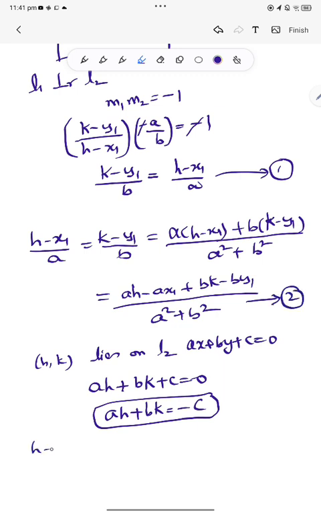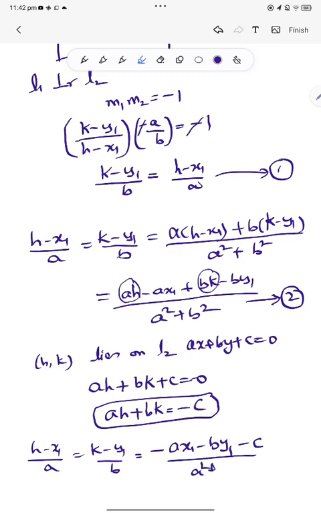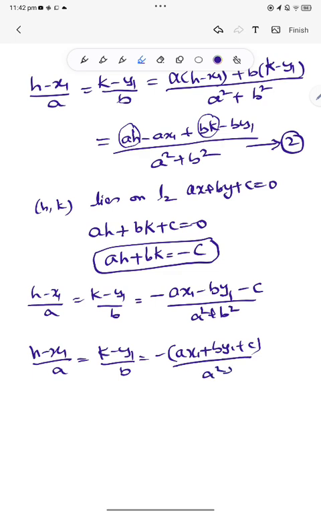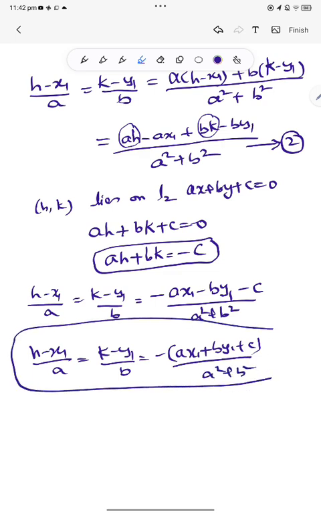So it started with (h − x1)/a = (k − y1)/b equal to, in place of ah and bk, I will write −c. So we'll get (−ax1 − by1 − c)/(a² + b²). If I take the minus sign common, it becomes (h − x1)/a = (k − y1)/b = −(ax1 + by1 + c)/(a² + b²). That's the formula for the foot of perpendicular.